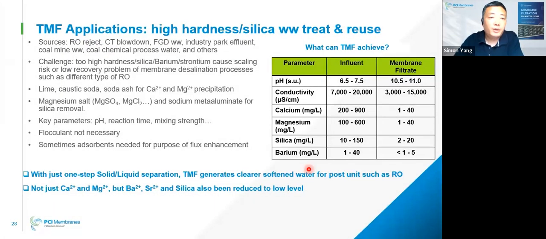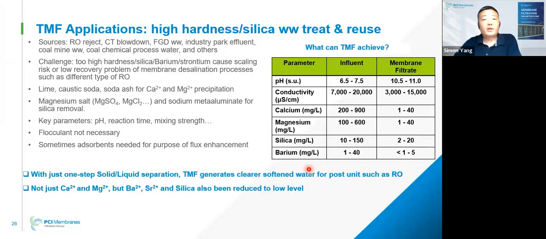And TMF application for high hardness, high silica wastewater reclaim. So regarding hardness, high silica, and other scaling ions removal for high TDS water reclaim, the water source could be quite different: RO reject water, cooling tower blowdown, FGD wastewater, industry park wastewater, coal mine wastewater, coal chemical process water, and others, and also leachate wastewater.